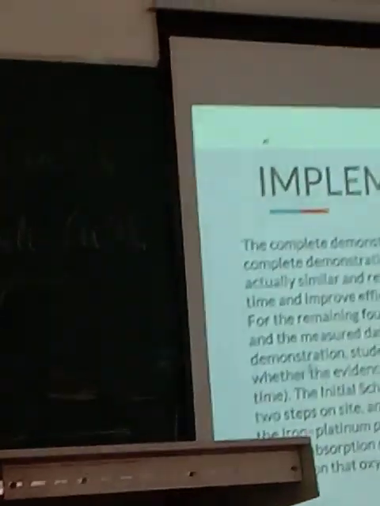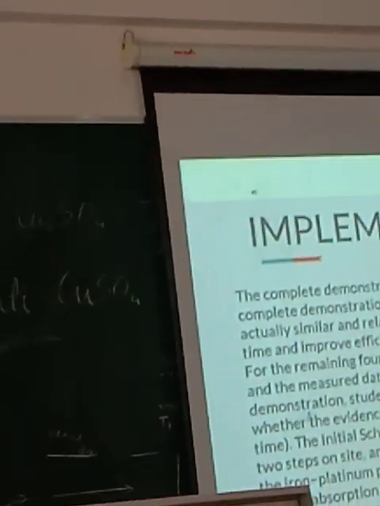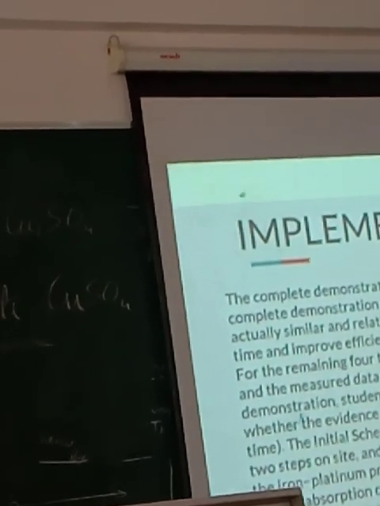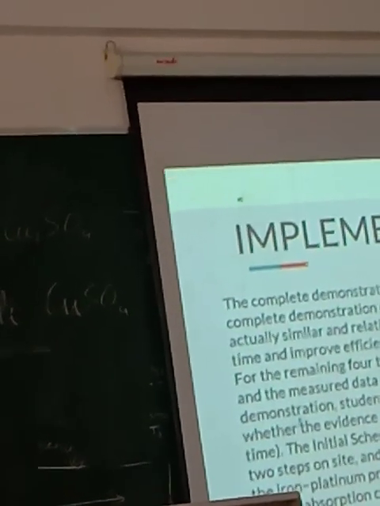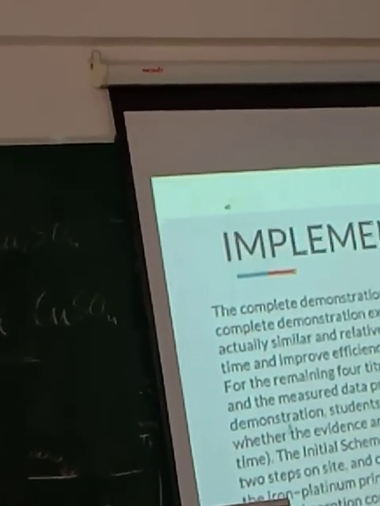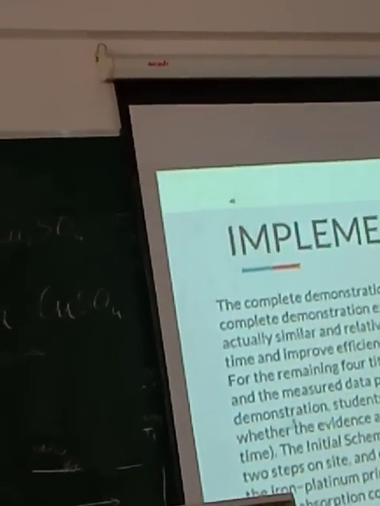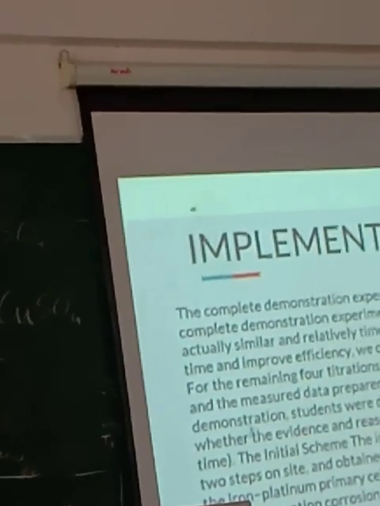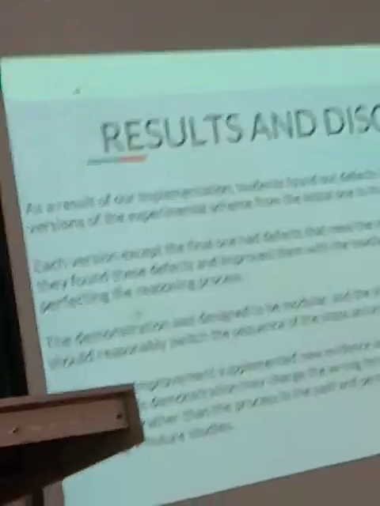What is the conclusion? Iron corrosion not only takes place by hydrogen evolution but also by oxygen absorption under acidic conditions. That is the conclusion. Agreed? So, results and discussion.